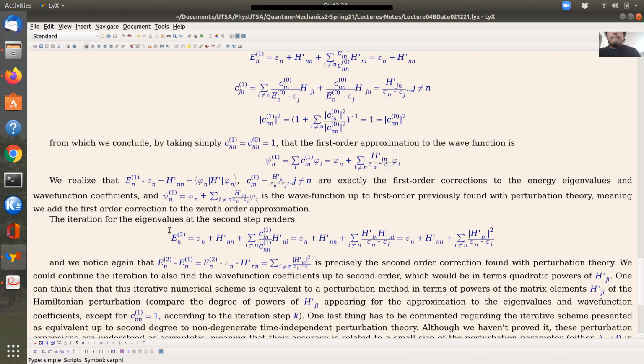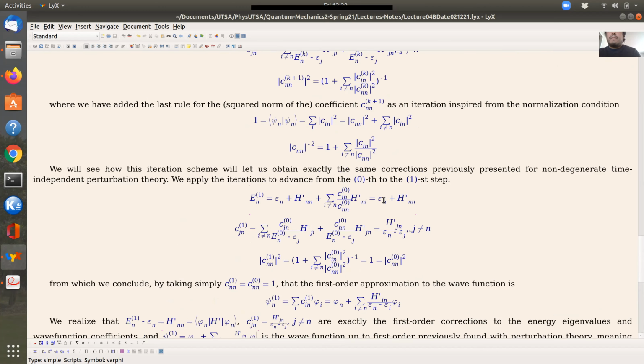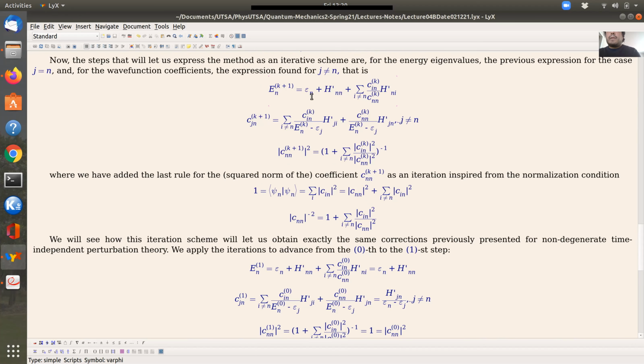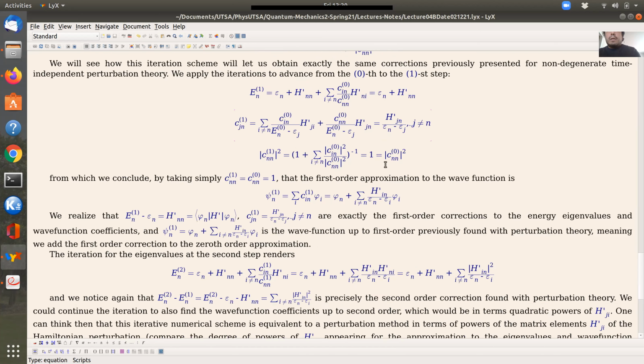Now let's go to the iteration for the eigenvalues at the second step, right? So that means k equal to 1, so that k plus 1 is equal to 2. And so if I were to go over this formula, I just care about the second order for the energies. So this remains the same. It's just now I have to use k equal to 1 for these coefficients, right? And so we go to this formula. So this stays the same. Notice that actually this is the first order approximation. So that's interesting and for you to think about.